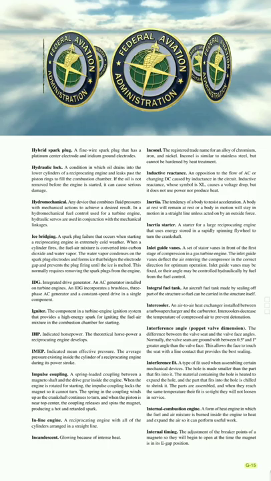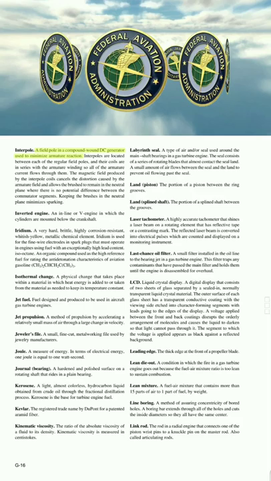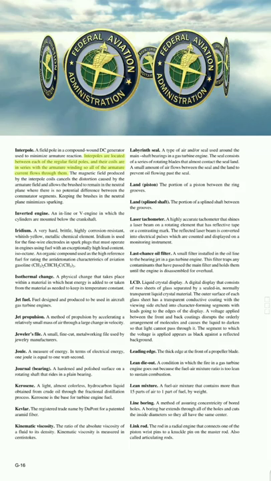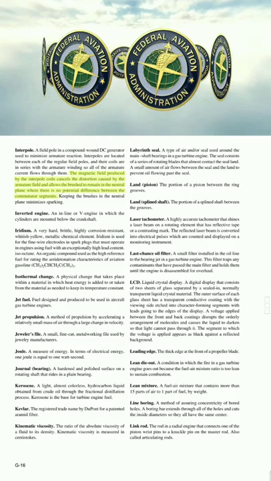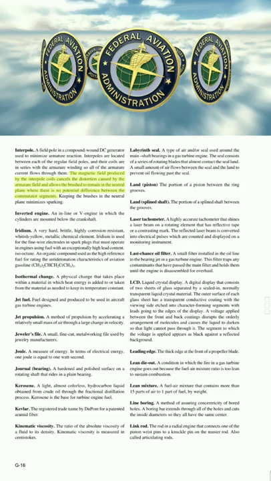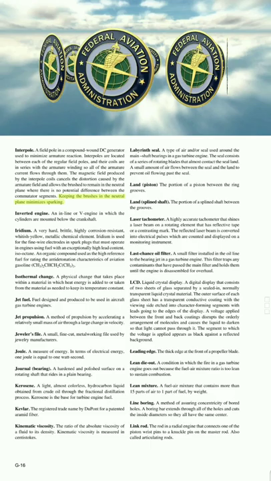Interpole. A field pole in a compound wound DC generator used to minimize armature reaction. Interpoles are located between each of the regular field poles, and their coils are in series with the armature winding, so all of the armature current flows through them. The magnetic field produced by the interpole coils cancels the distortion caused by the armature field, and allows the brush to remain in the neutral plane, where there is no potential difference between the commutator segments. Keeping the brushes in the neutral plane minimizes sparking.